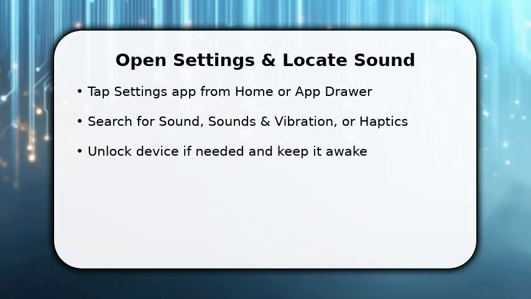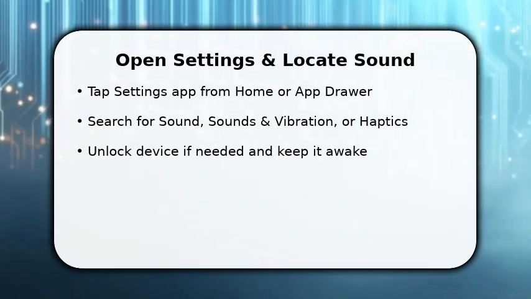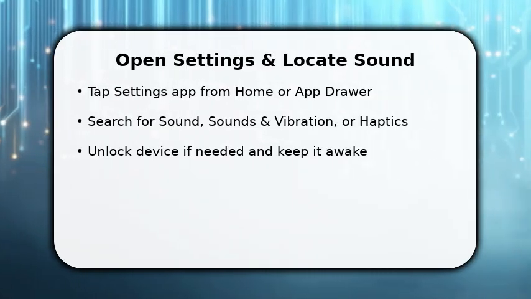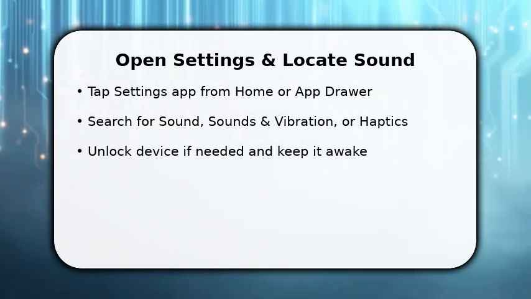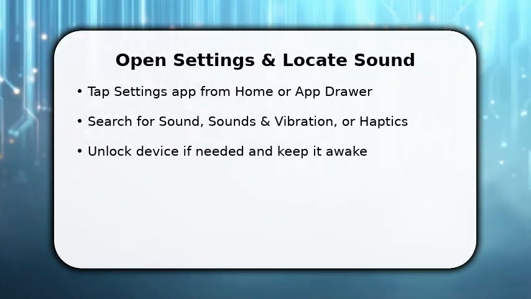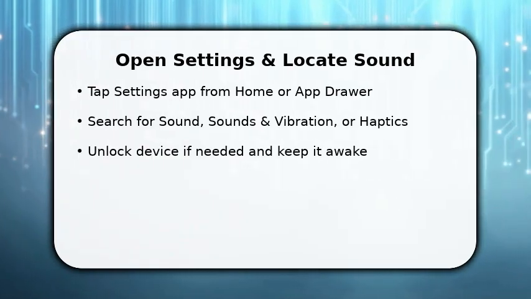You start by opening settings and going straight to sound or haptics. This is where touch feedback lives. Once done, you may need to tap sounds and vibration, touch feedback, or similar depending on your device. Make sure the phone is unlocked and screen timeout is disabled while you adjust options. You're preparing the exact menu where the toggle hides, so don't skip this.